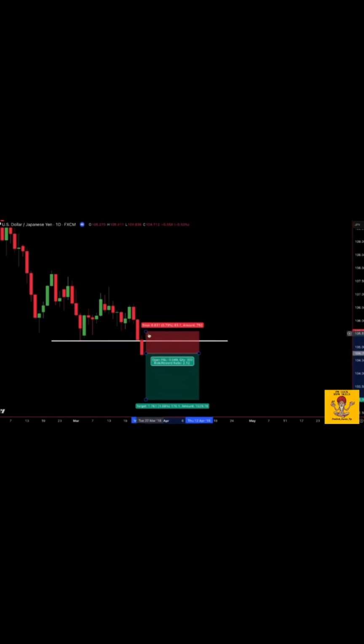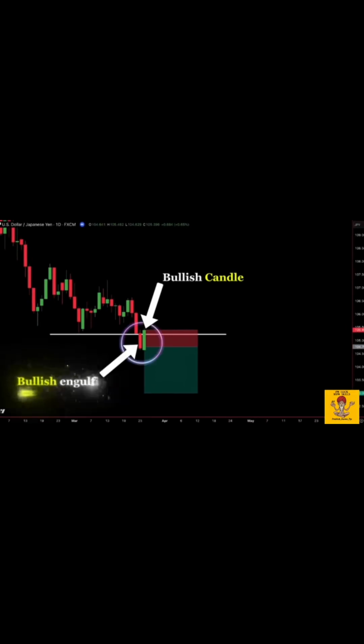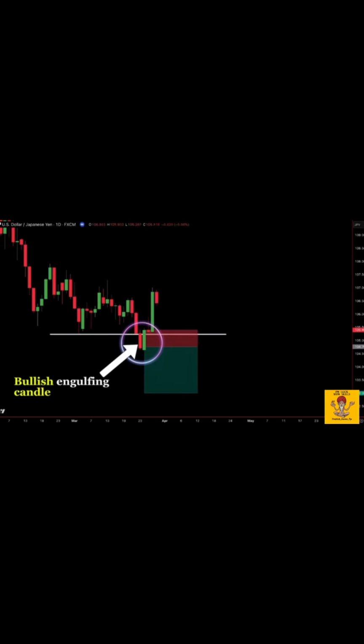But behind the scenes, smart money is watching. They're not selling. They're waiting. They know the stops are stacked just above that candle. So the next move is precise. A big bullish candle forms and it engulfs the entire body of the previous bearish candle. In just one candle, everything changes. That's the bullish engulfing bar. A signal that sellers have lost control and buyers are stepping in with force.